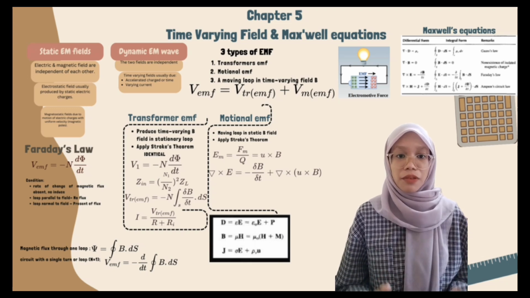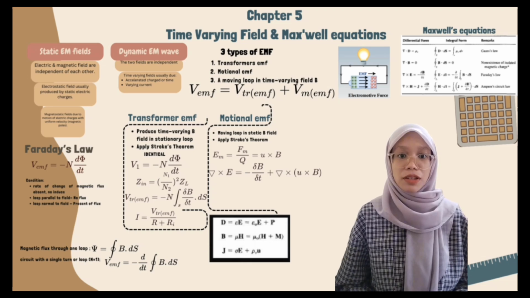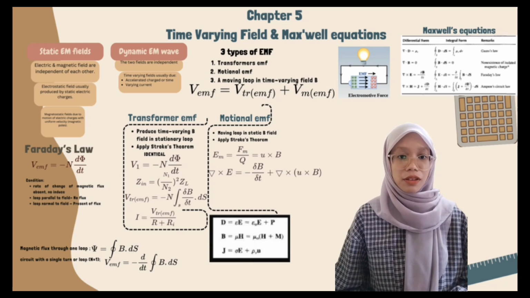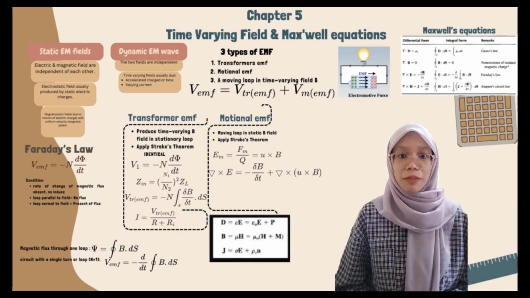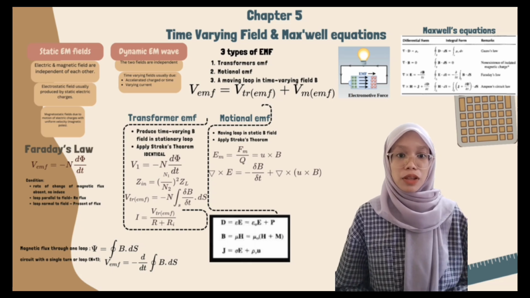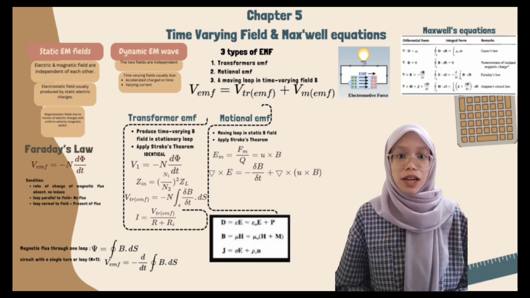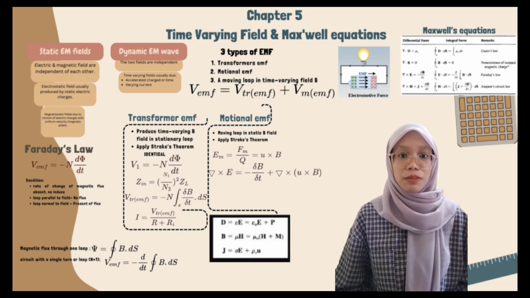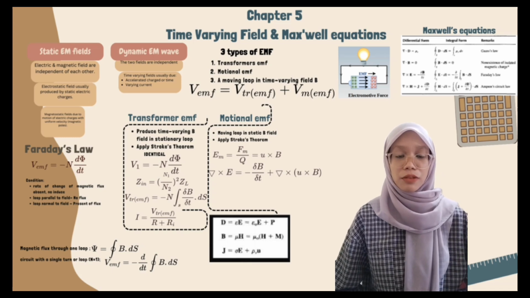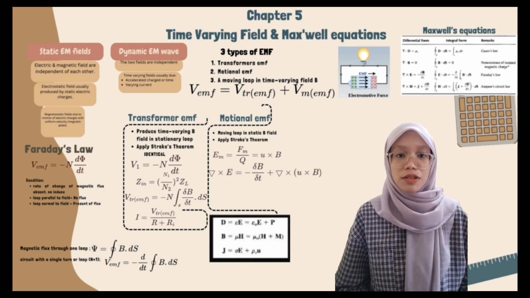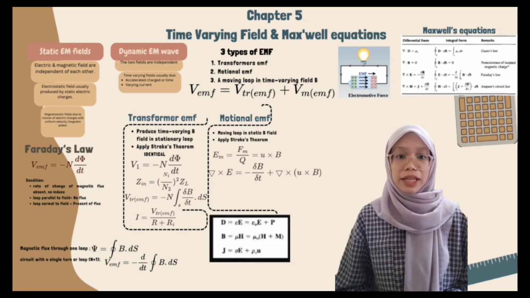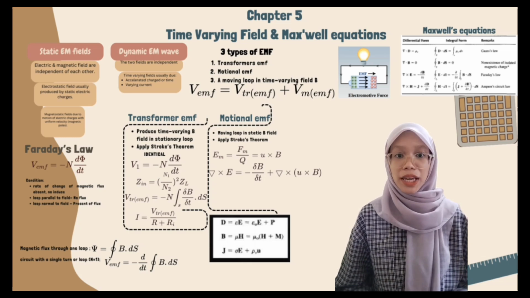There are three types of EMF. First is transformer EMF from a stationary loop in a changing magnetic field. Second, motional EMF from a moving loop in a static magnetic field, as in a generator and motor, and the third is EMF from a moving loop in a changing magnetic field. Maxwell's equations describe how electric and magnetic fields interact and propagate.